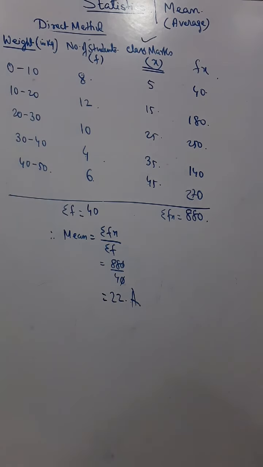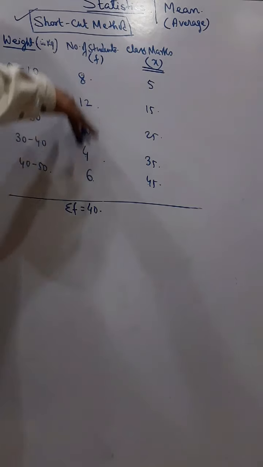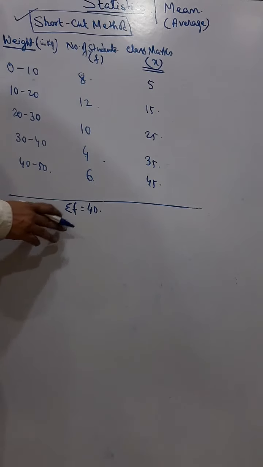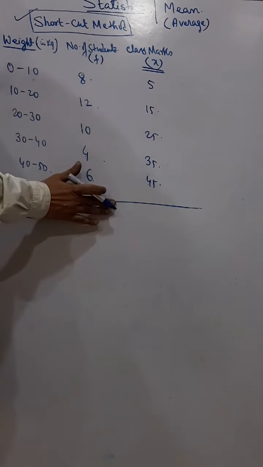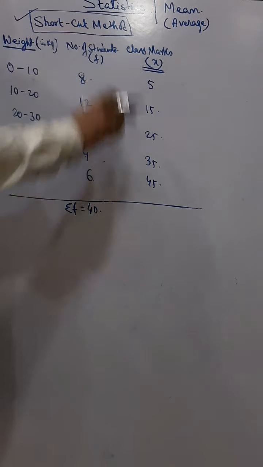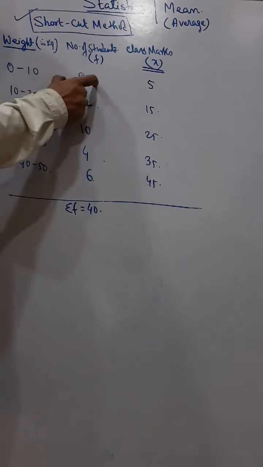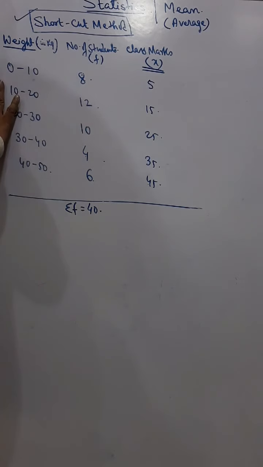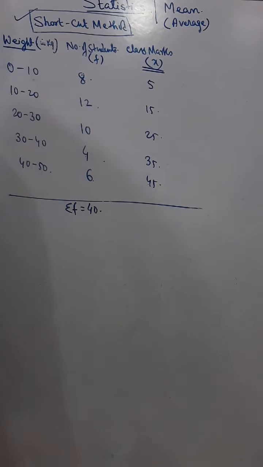Okay, now we'll do the shortcut method. For saving time, I'm just doing the same sum to show you that the answer will come the same. Previously I have done this sum by the direct method. Now I am doing the same sum by the shortcut method. In the shortcut method also, these two will be given in the question: the class intervals and the frequency.